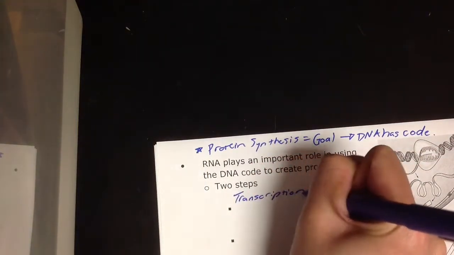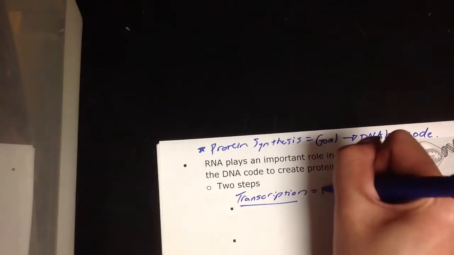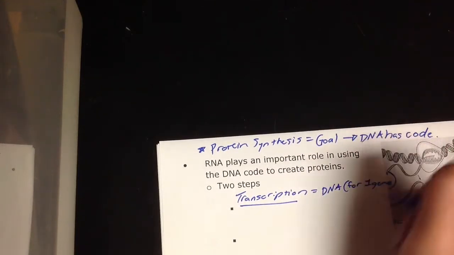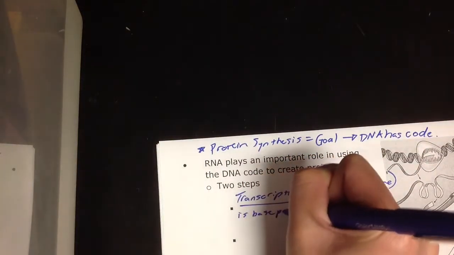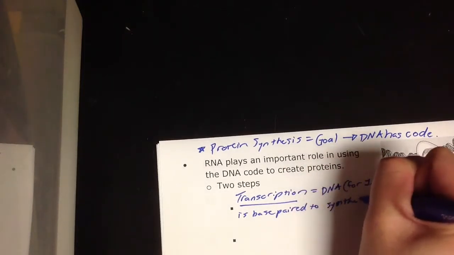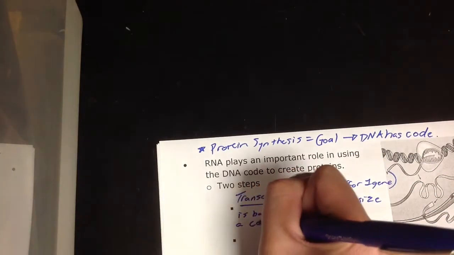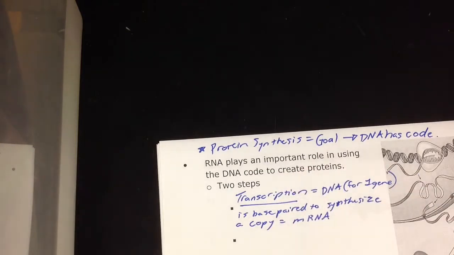So this is our little overview of the process. In transcription, we have the DNA for one gene that is going to be base paired to synthesize a copy known as mRNA. It's not really a copy because it's not exact, but it's a different form of that same message.